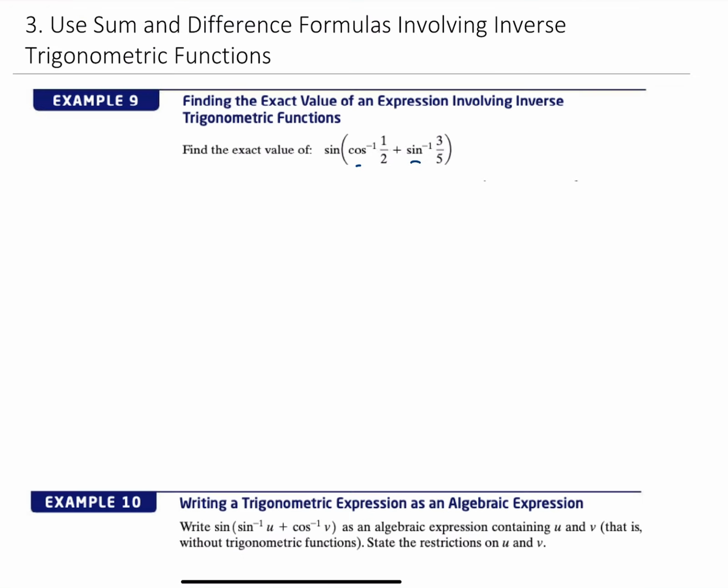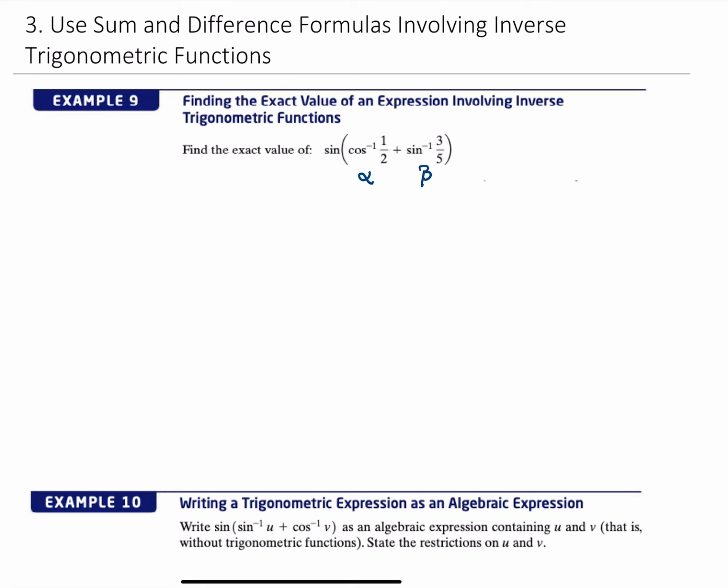All right, our next section throws in some inverse trig functions inside of our angle addition formula. So let's take a look. They're giving us the sine of the inverse cosine of 1/2 plus the inverse sine of 3/5. Well, the output of inverse trig functions are angles, so we can call that inverse cosine of 1/2 alpha, and the inverse sine of 3/5, let's call that beta. So let's try to work through this. This will be a good starting point.